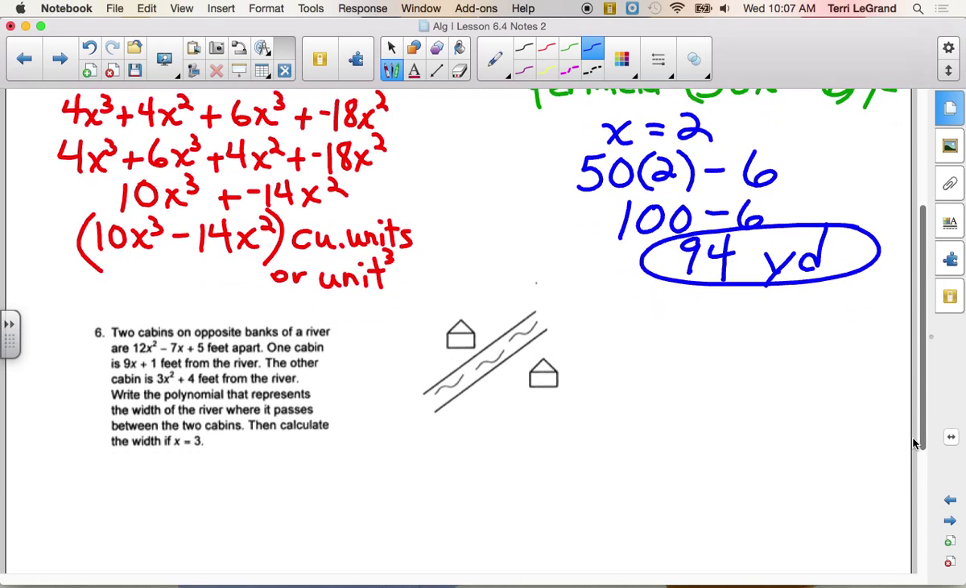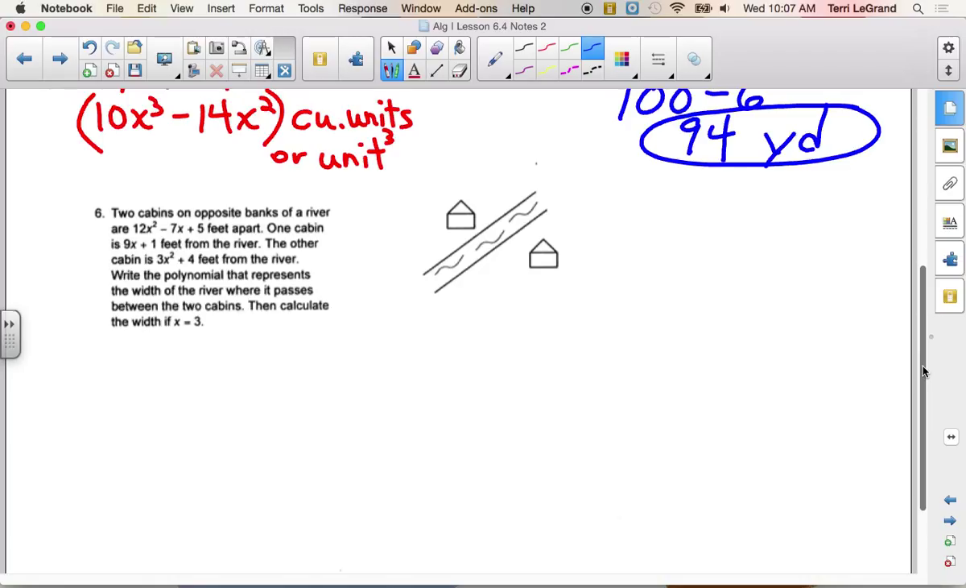Okay, take some time reading the next one and processing and labeling and doing whatever you need to do to figure out what in the world we are going to do in number 6.